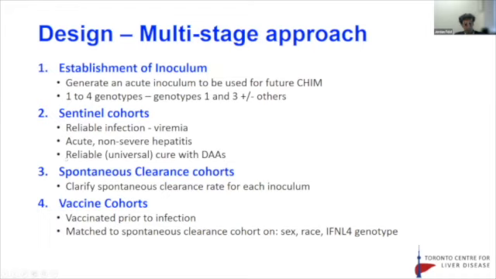Once we've done that, then we really need to understand the spontaneous clearance rate for each inoculum, because that's going to be the benchmark against which the vaccines are compared. And only then do we actually propose to vaccinate people prior to infection and match them to the spontaneous clearance population in terms of these factors that are associated with spontaneous clearance.